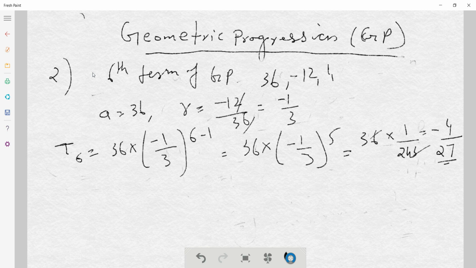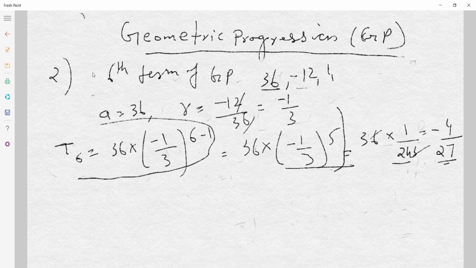You can work it out using a calculator. So this is how you calculate the 6th term of a GP: starting with A, then you work out R, and then you use this equation or formula to calculate the value of the terms. That's pretty straightforward.